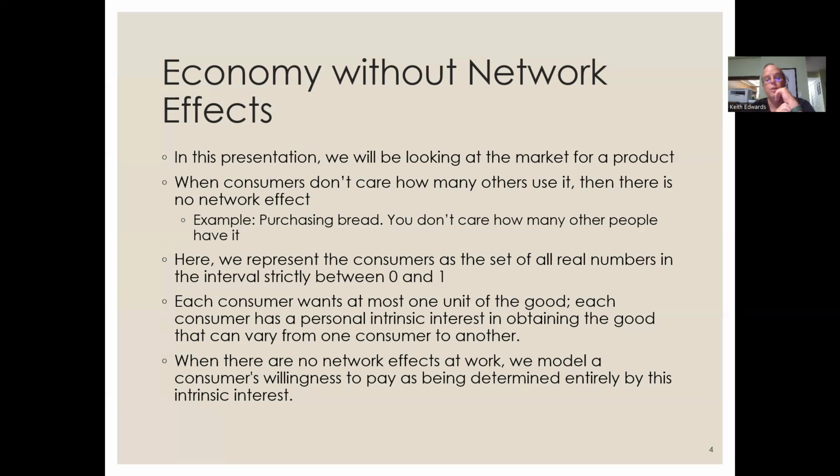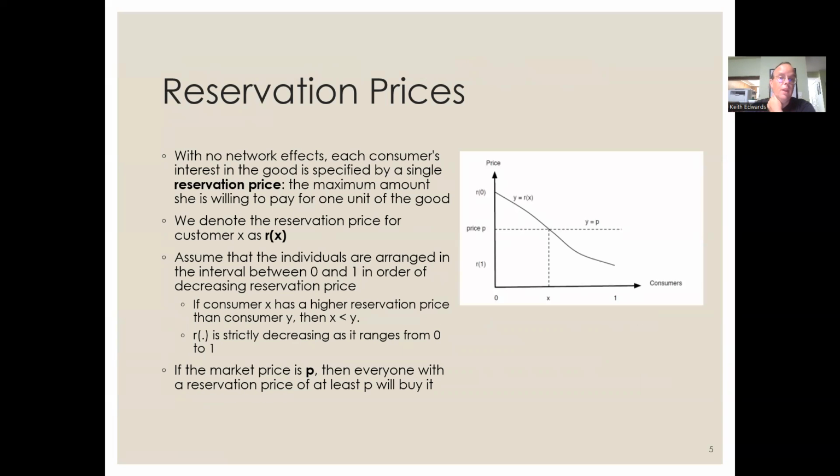When there are no network effects at work, we model consumers' willingness to pay as being determined entirely by his or her intrinsic interest. When you have a network effect, the willingness to pay is based on the intrinsic interest plus some function of the number of people using the good. So with no network effects, each consumer's interest in the good is specified by a single reservation price. That is the maximum amount he or she is willing to pay for a unit of the good.